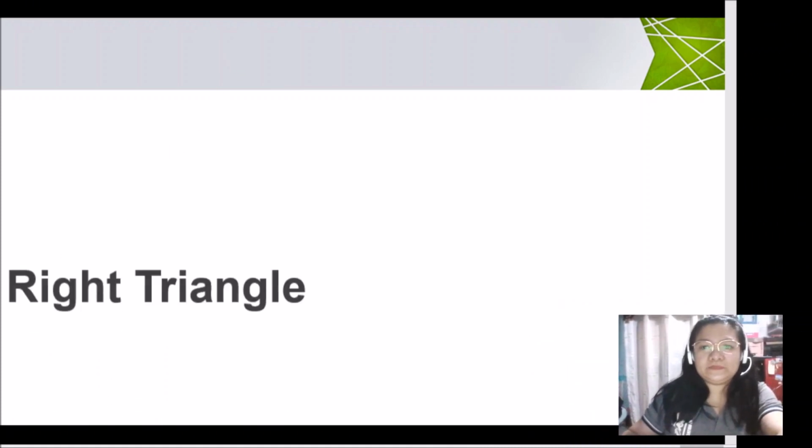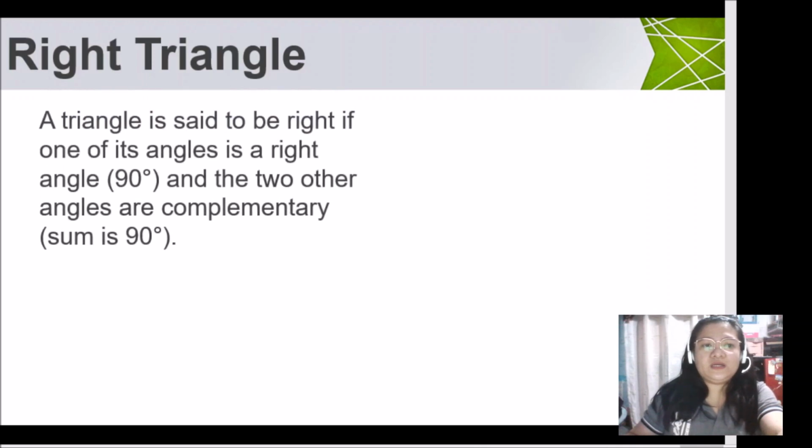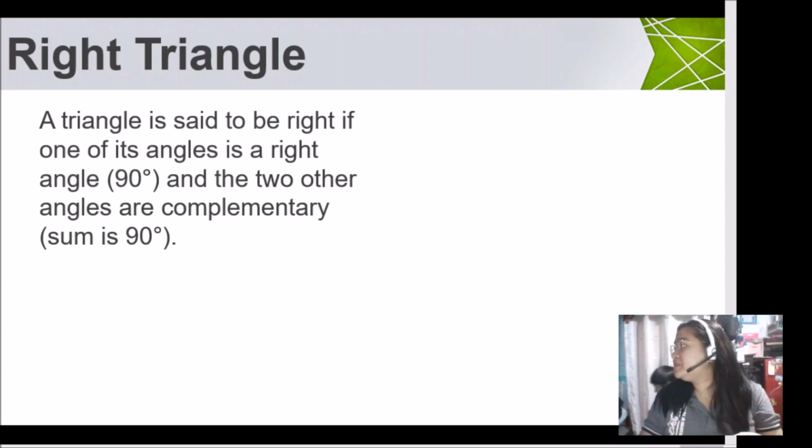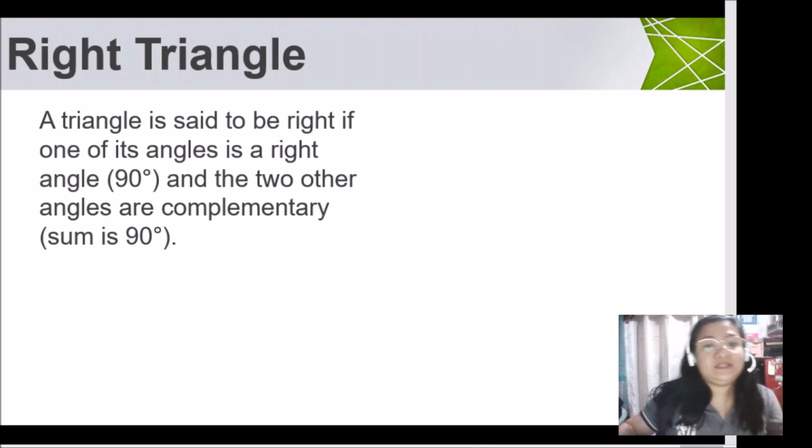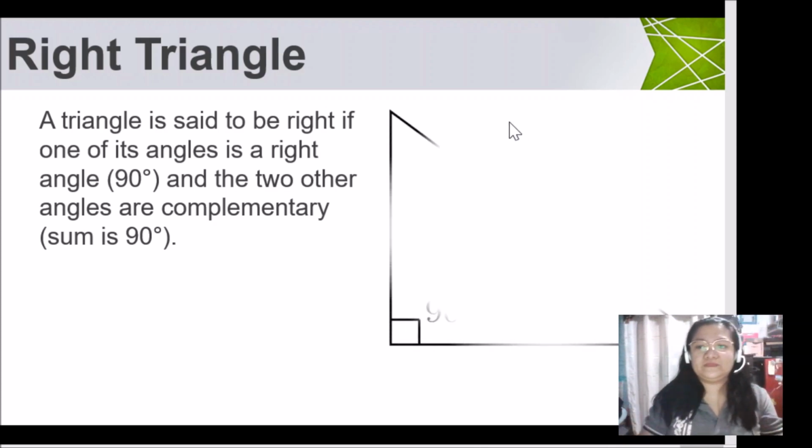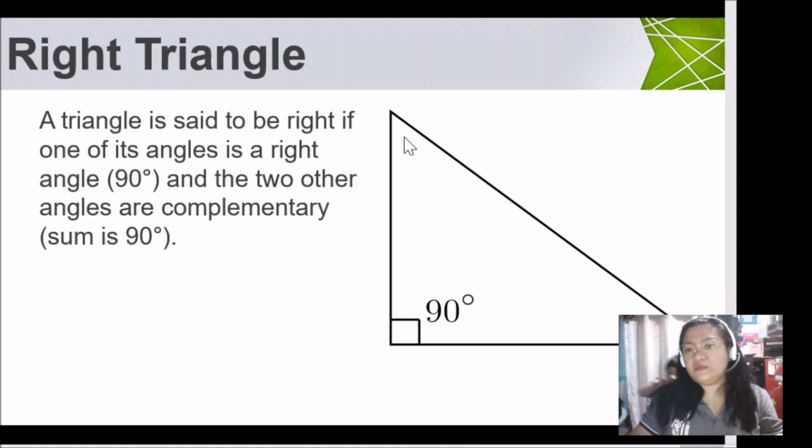Today, we're going to discuss the Pythagorean theorem. Let us review the right triangle. A triangle is said to be right if one of its angles is a right angle, which is 90 degrees, and the two other angles are complementary, which means the sum is 90 degrees.